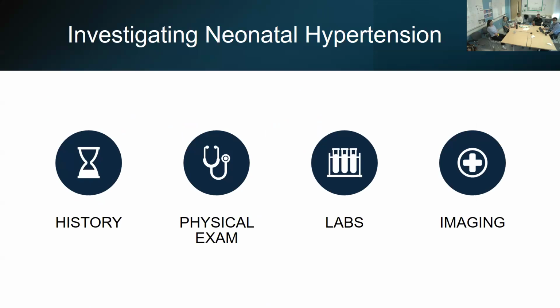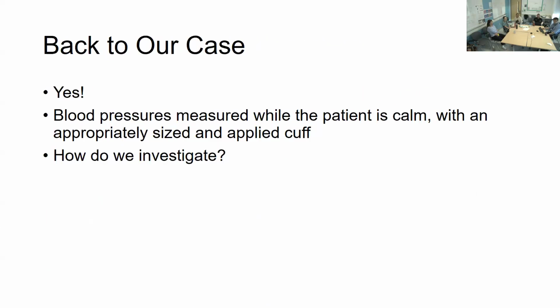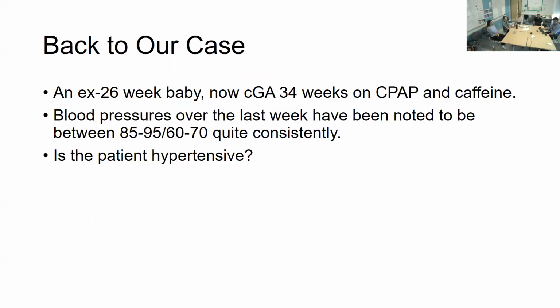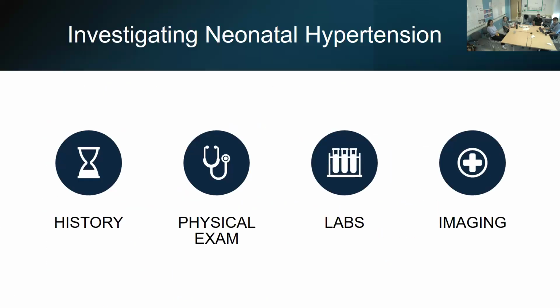So if we go back to our case where we talked about this baby, who we've seen has been a little bit hypertensive over the last couple weeks. Just from a history perspective, what are some things that we could ask about? If he had lines, which is most likely he did.